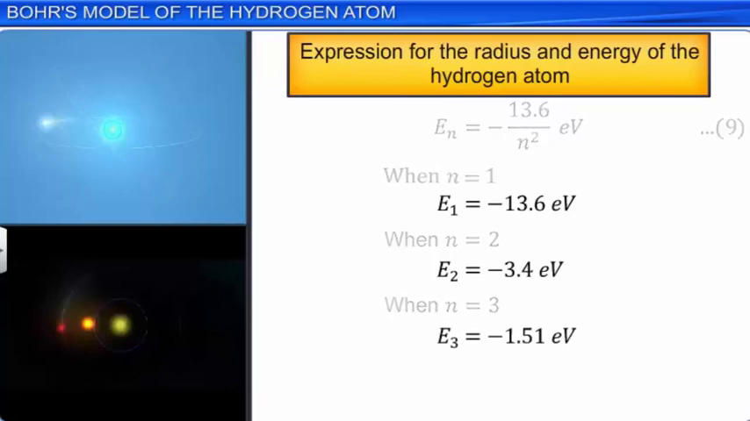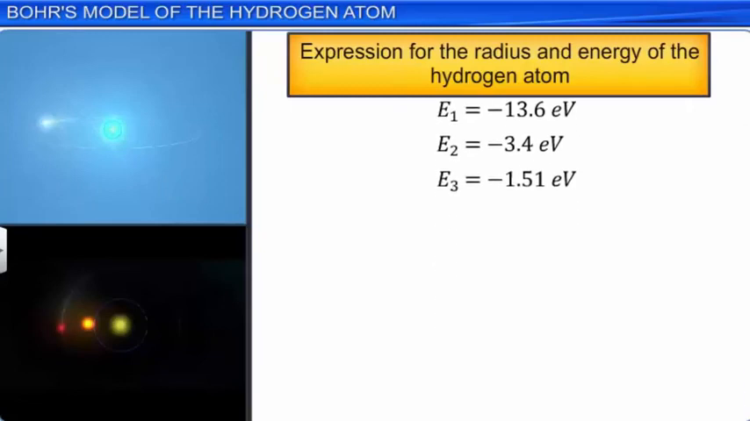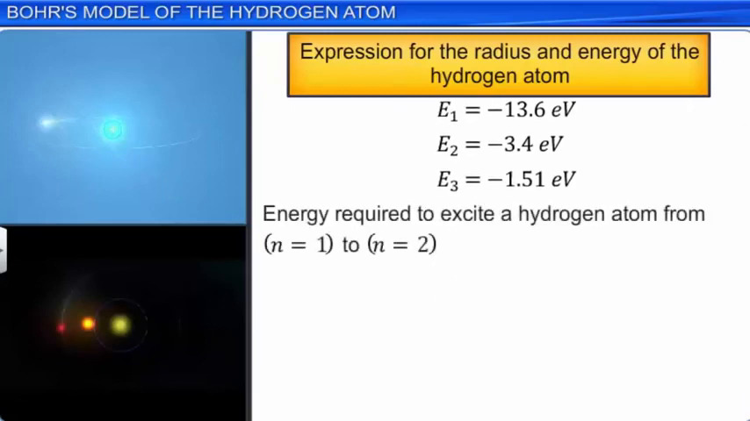So, to excite a hydrogen atom from the ground state, where n is equal to 1, to the first excited state, where n is equal to 2, the energy required is E2 minus E1. This is equal to minus 3.4 minus minus 13.6, which is equal to 10.2 electron volts.